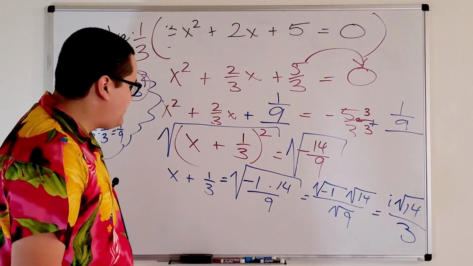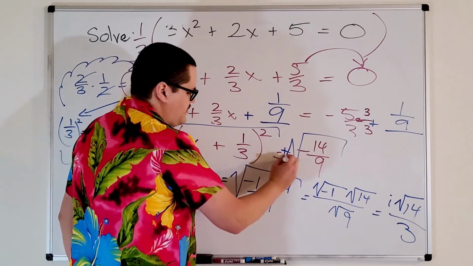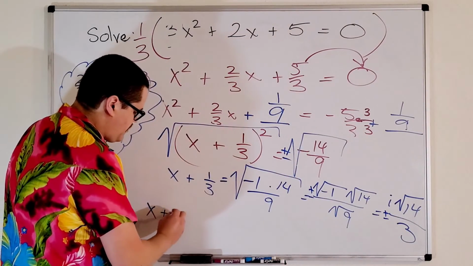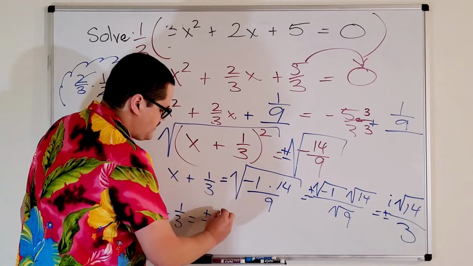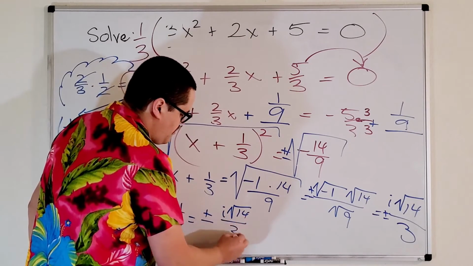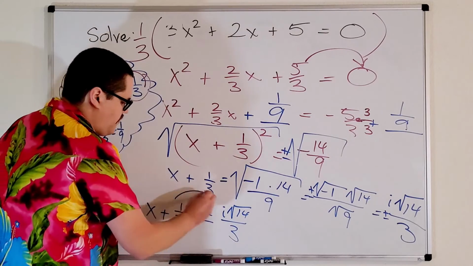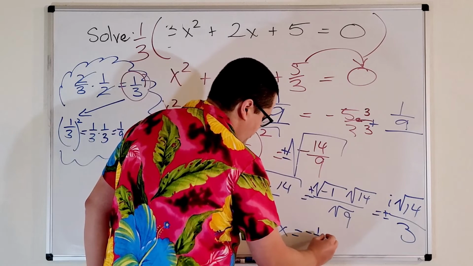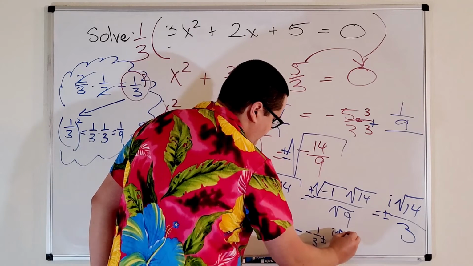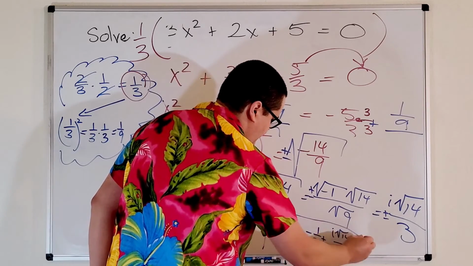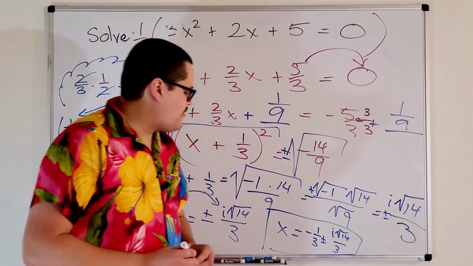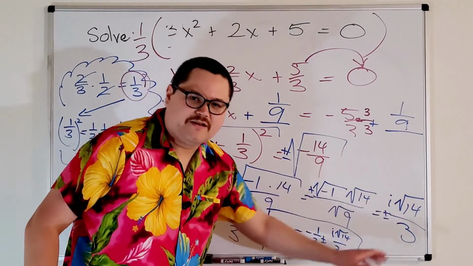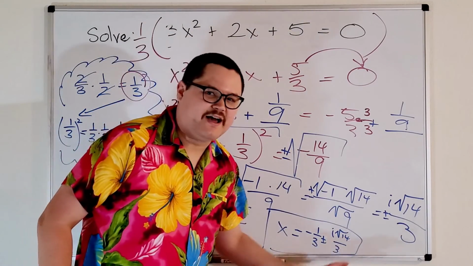I almost forgot the plus or minus. You got to put a plus or minus in front of all this too. So we get x plus 1/3 is plus or minus i root 14 over 3. And then we just move the 1/3 to the other side and make it negative. So x is negative 1/3 plus or minus i root 14 over 3. That's it, folks. Remember, this is shorthand for two different roots. Negative 1/3 plus i root 14 over 3 and negative 1/3 minus i root 14 over 3.